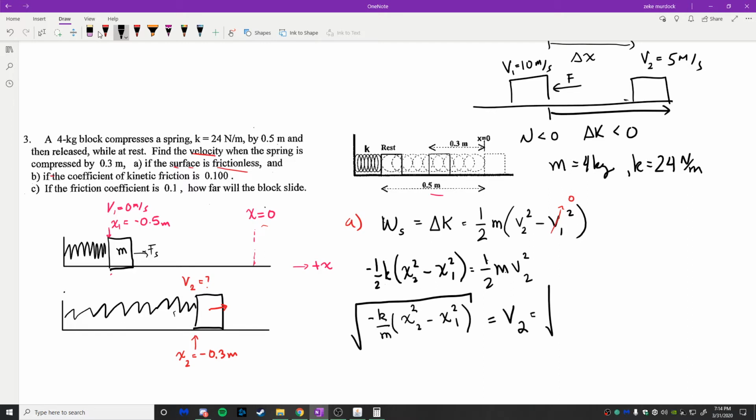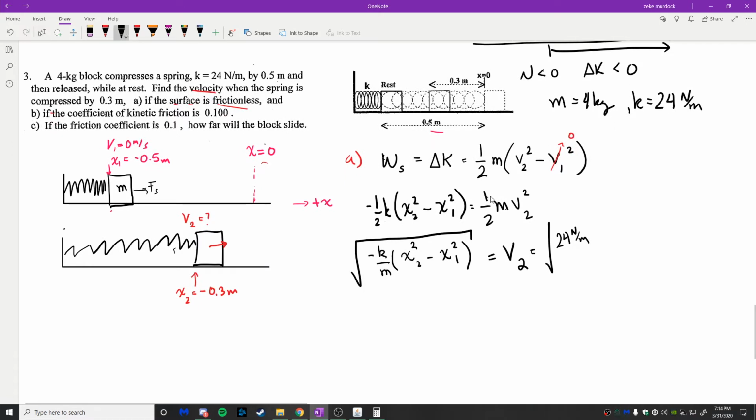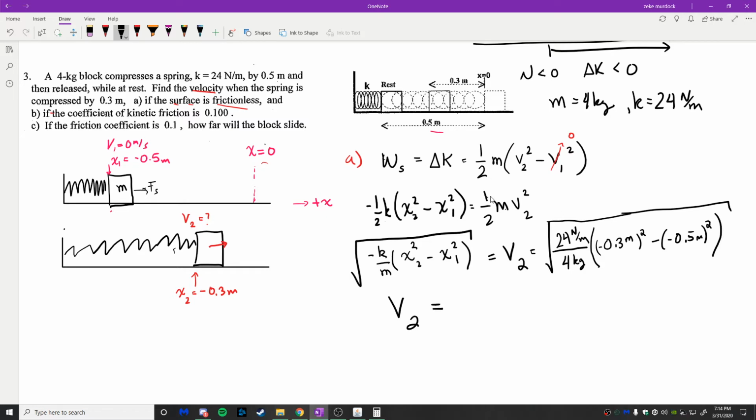So the spring constant is 24. Let's scroll down just a little bit here, so it's a little easier to write this. So 24 newtons per meter divided by m, which was 4 kilograms. X2 was negative 0.3, so this is going to be negative 0.3 meters minus negative 0.5, and that should give us our answer for what V2 is. Can you guys calculate that for me?